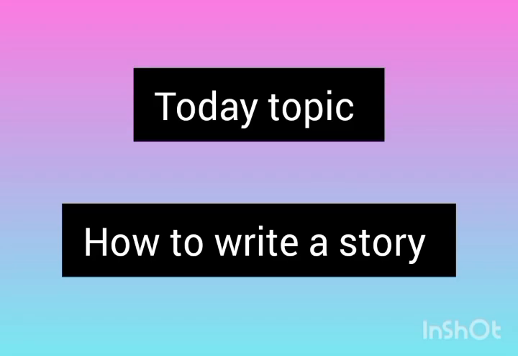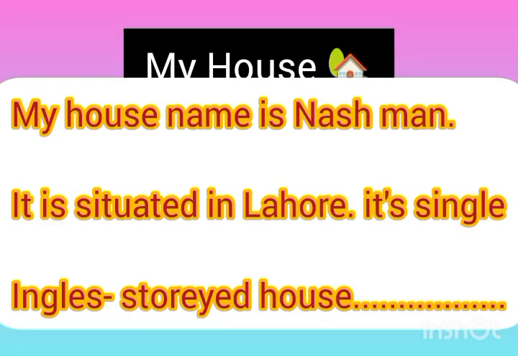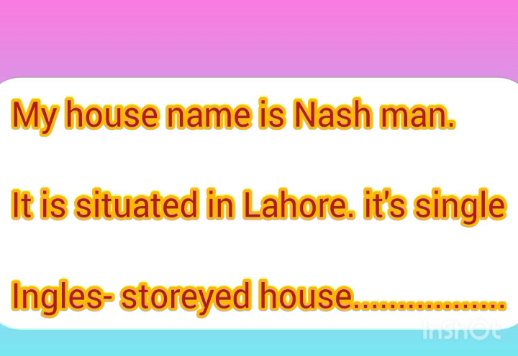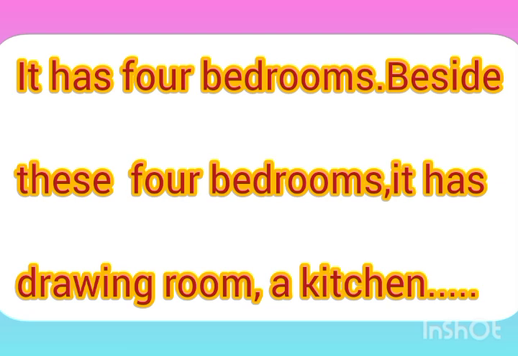Today's topic is how to write a story in English. My house. My house's name is Nashaman. It's situated in Lahore. It's a single-story English house. It has four bedrooms. Beside these four bedrooms, it has a drawing room and a kitchen.